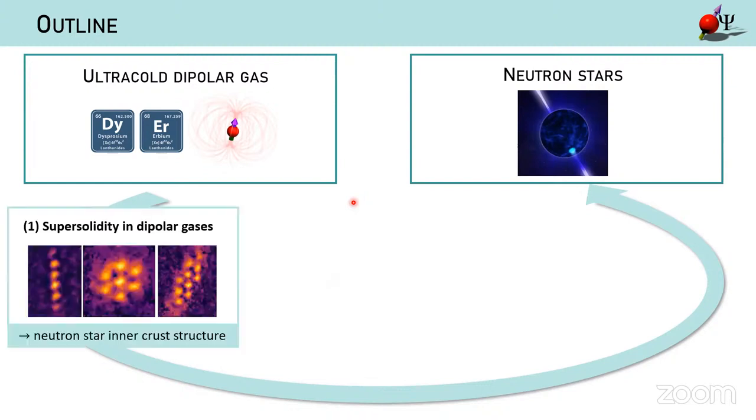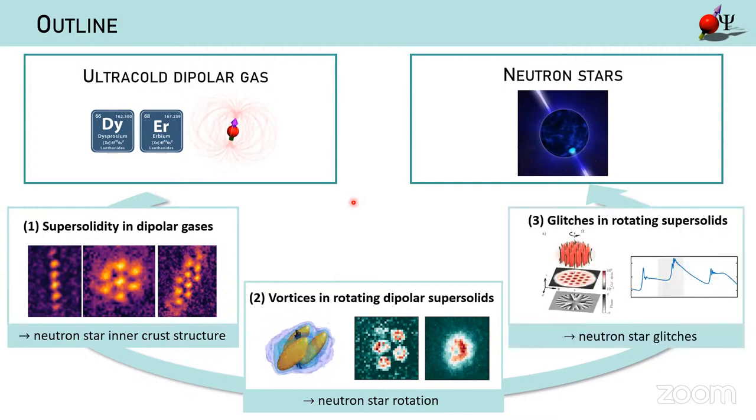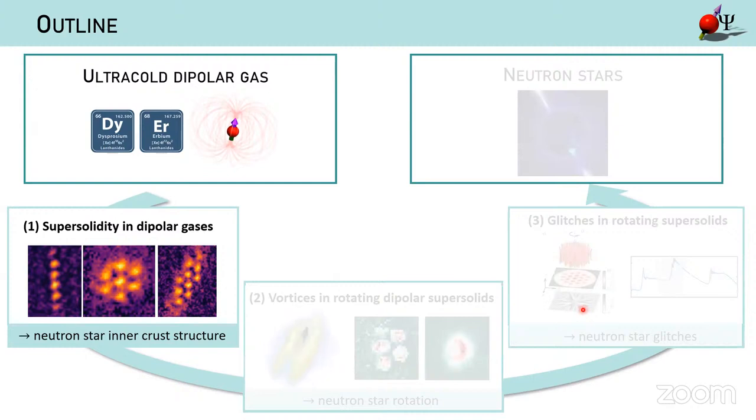We'll do that by starting with presenting what ultra-cold dipolar gases are and what the origin of the supersolid phase is. Then I will add another element which is in common with neutron stars, which is the possibility to rotate this type of states. And finally, I will present an application of rotating dipolar supersolids, which is the possibility to replicate the glitch event, in analogy to neutron star glitches. So let's start with the first part.